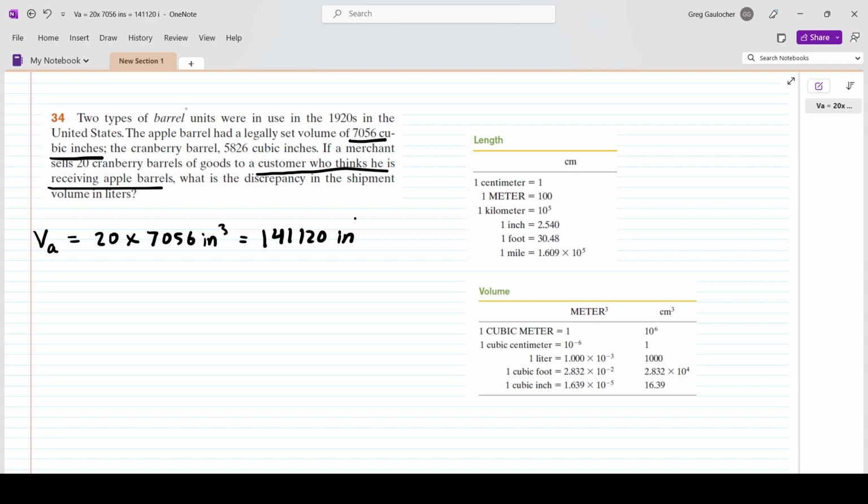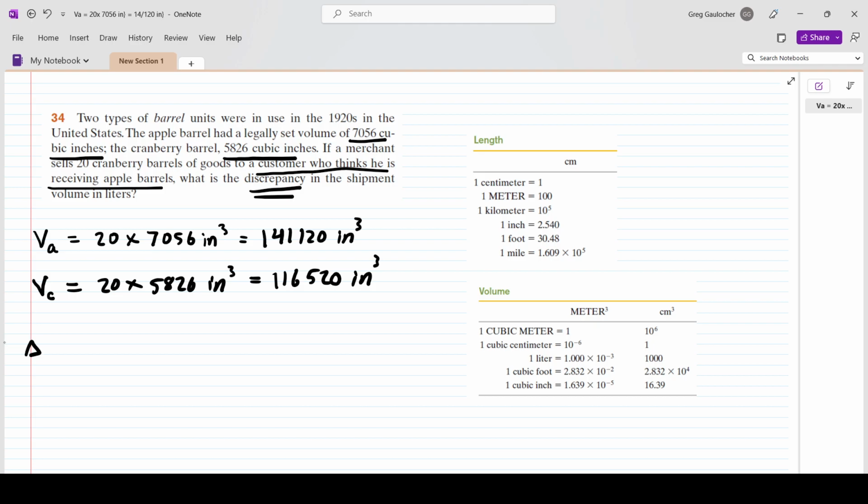141,120 cubic inches. Now, what was sold to the customer was actually a volume of cranberry barrels. There are 20 of those, but those each have a volume that is smaller. It's only 5,826 cubic inches. So let's get the total volume of the cranberry barrels. And that turns out to be 116,520 cubic inches. So now the question wants the discrepancy in those shipment volumes.